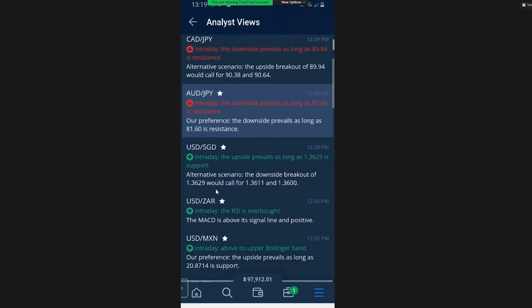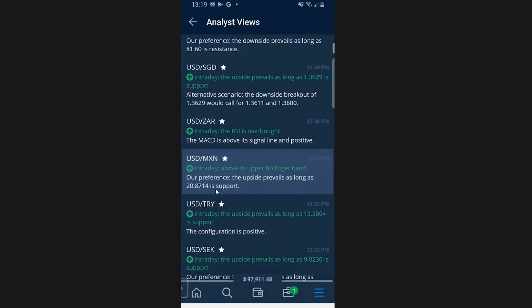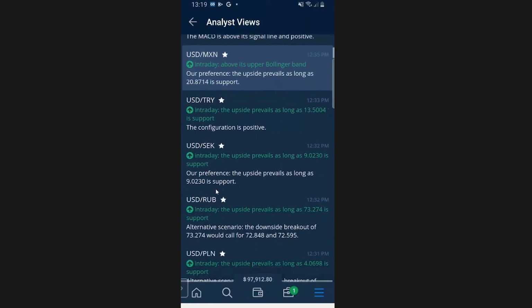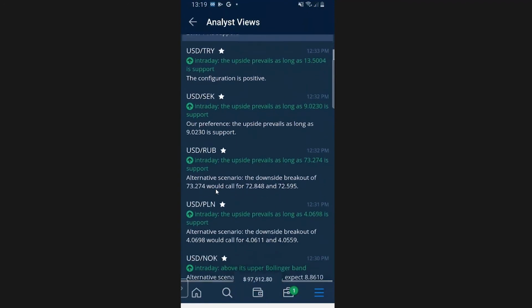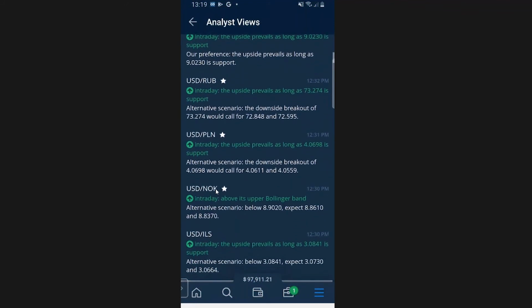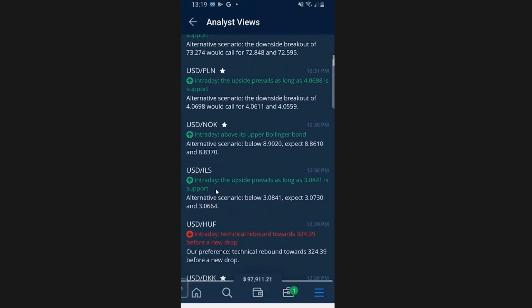Let's see what else is here. US dollar up against the Mexican peso, against the Turkish lira, on and on. The ruble. It's a trend, right? We can see every recommendation is for the USD to strengthen against everything else. Those are the signals. I think let's do this.